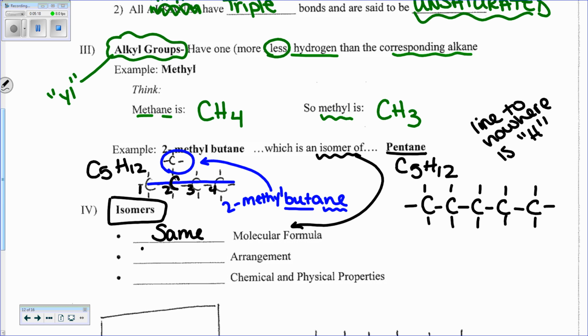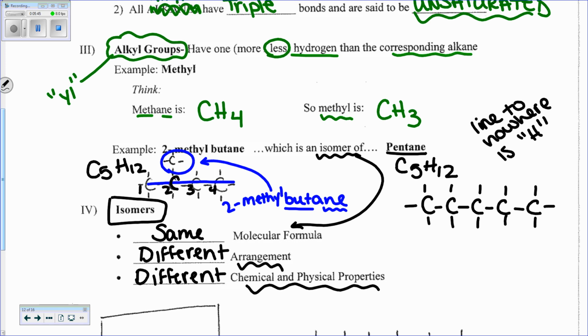But it looks different. So they're going to have a different arrangement. And because of that different arrangement, they're going to have different chemical and physical properties. So different arrangement, different chemical and physical properties.